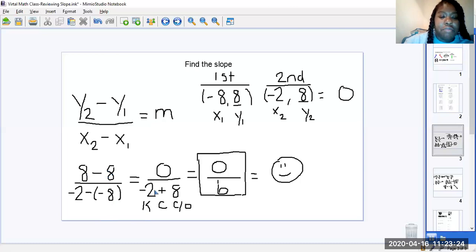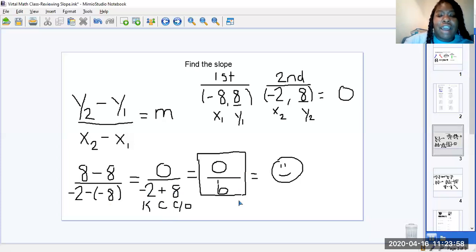I know that. But down here, I have to do my subtracting integers rule, which is keep, change, opposite, okay? So when I do this, I keep the -2, I change the subtraction to addition, and I make my second number the opposite. So the opposite of -8 is 8. So in essence, I have -2 plus 8, or 8 minus 2, which gives me 6.